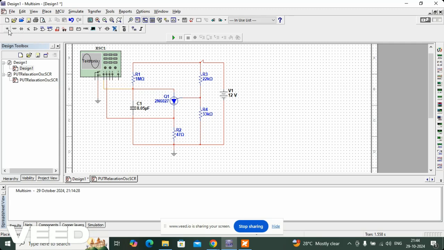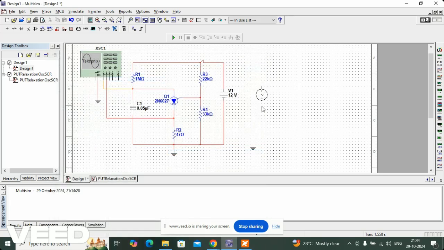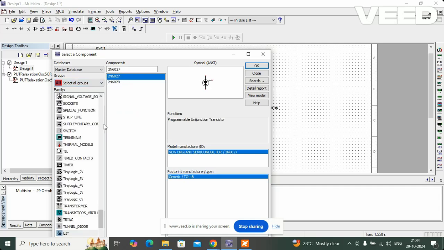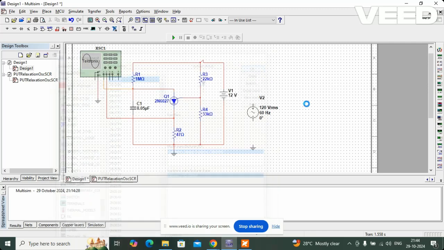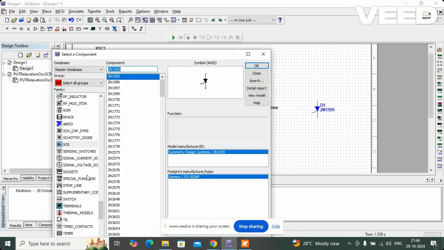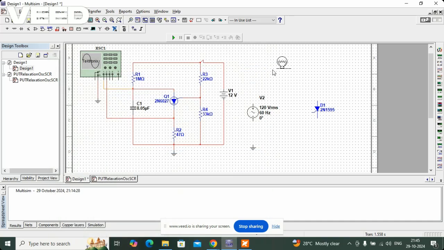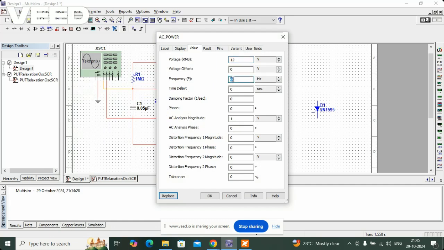now let's focus our attention on a simple SCR circuit, an AC power. The AC power is there, and then let's select all sources, the SCR 2N1595 or 2N2575, any SCR you can take. And then we are going for the lamp load. The load can be any load, but for visualization purposes, we are taking an AC lamp load, 12 volt 10 watt, and let's set it to 12 volt 50 hertz.